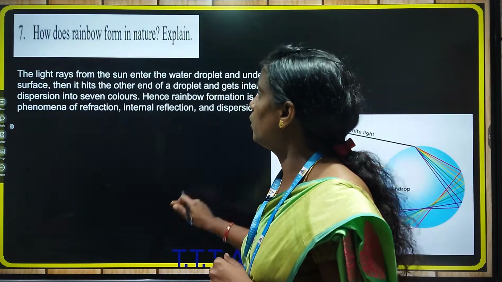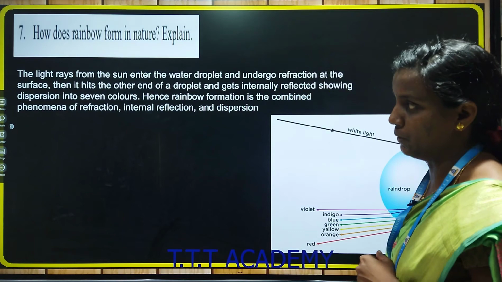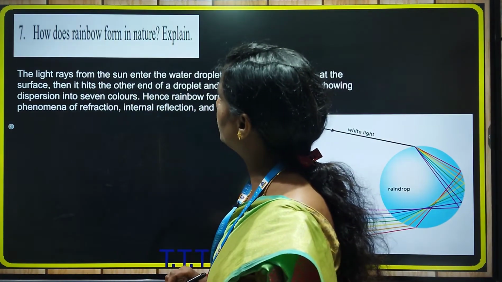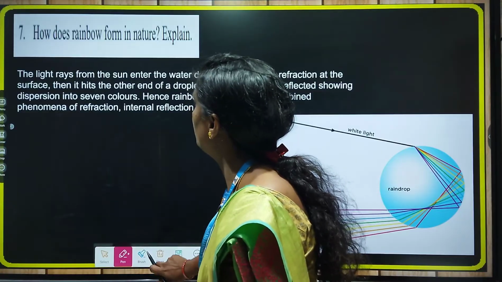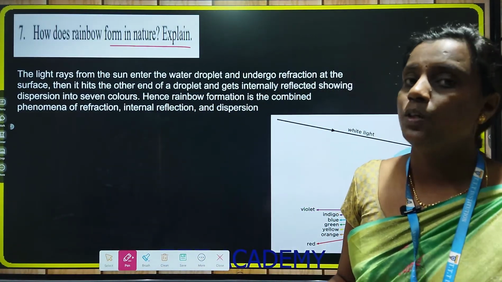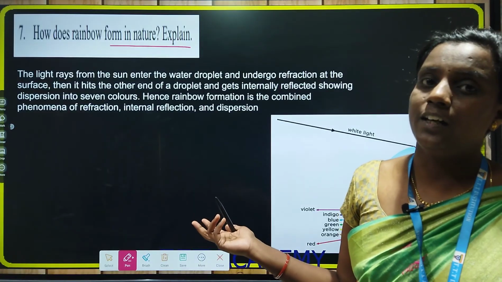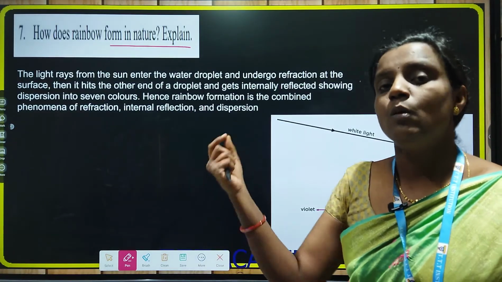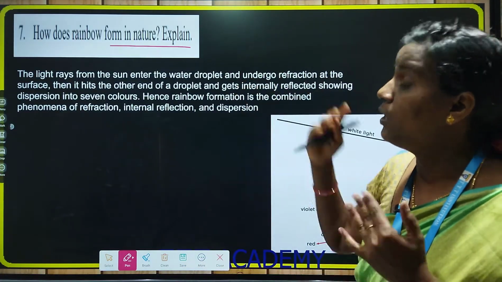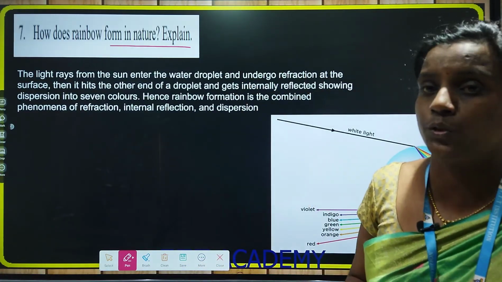Next, we are going with the seventh question. See, seventh question. Read the question: how does the rainbow form in nature? You know that when sunlight passes through water droplets, a rainbow is formed, right children? So, they have to explain. For 2 marks you should write this.